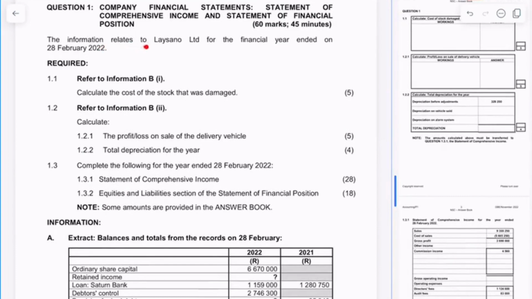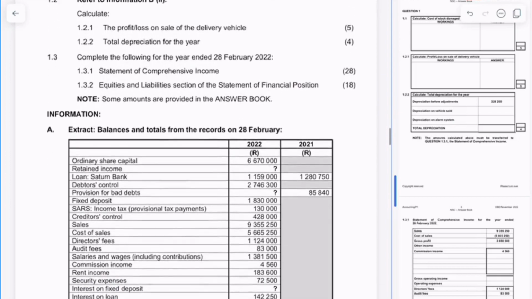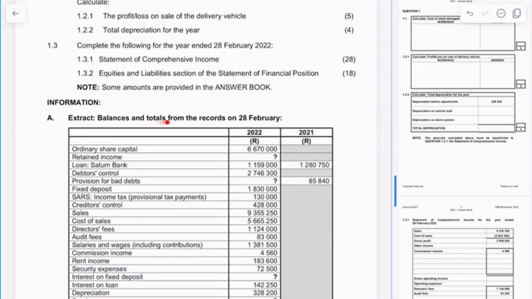So the information relates to Laseo Limited, year-end February 2022. Required: refer to information B1. We've got to calculate the cost of stock that was damaged. Refer to information B2. We're going to calculate profit or loss on disposal of vehicle and total depreciation for the year. Then lastly, we're going to do the statement of comprehensive income and the equity and liabilities section of the statement of financial position.